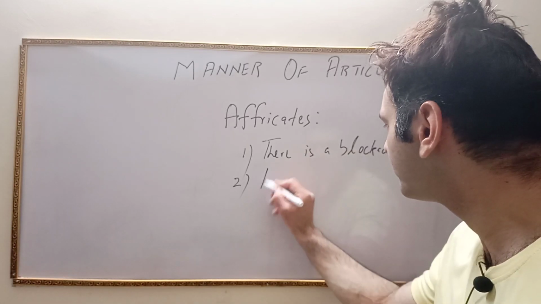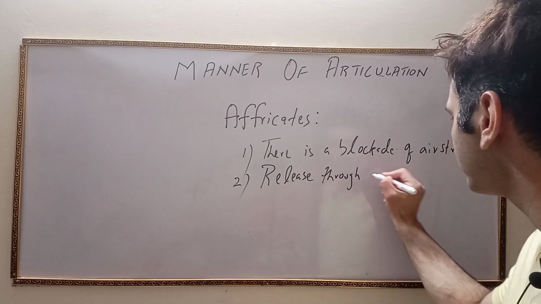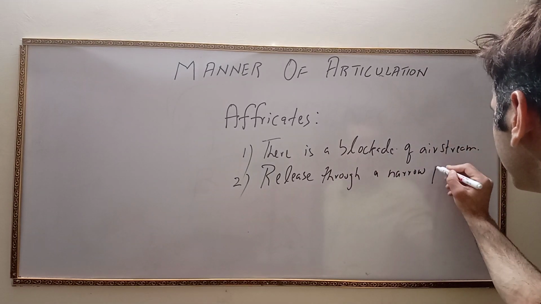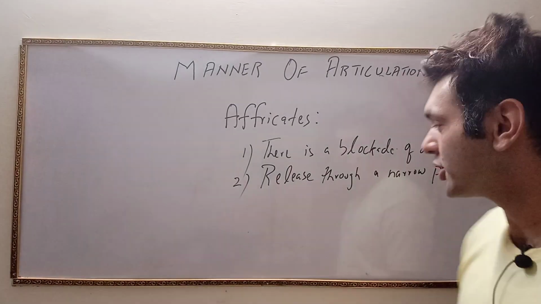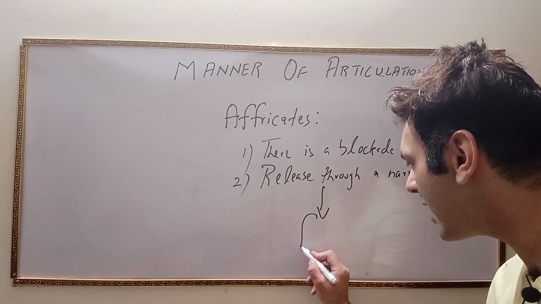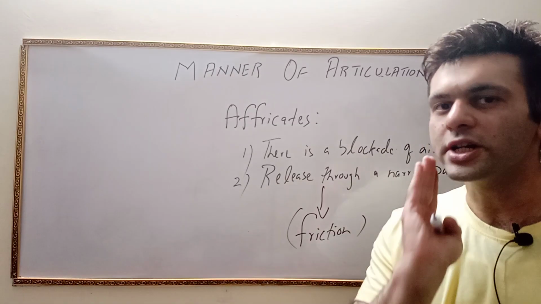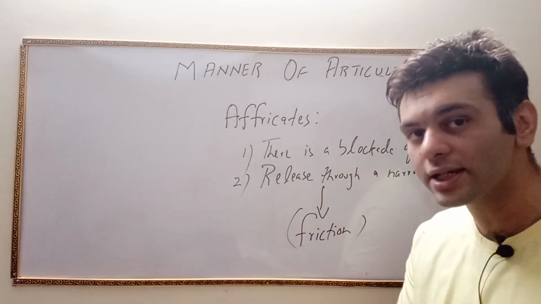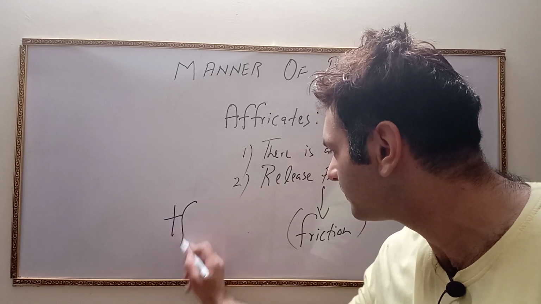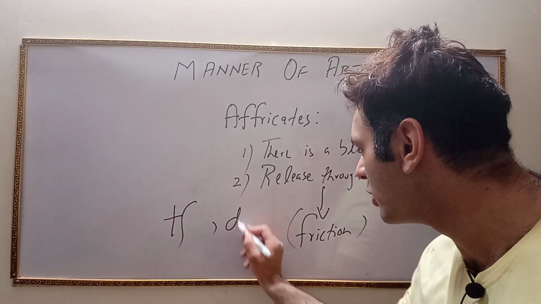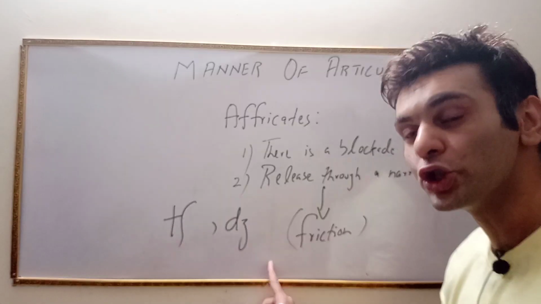Number two, release through a narrow passage. It means that again there would be a kind of friction while producing, uttering, slash, articulating those consonants. Now, what are those consonants? Number one, ch. Number two, j. Ch, j. Church, judge.